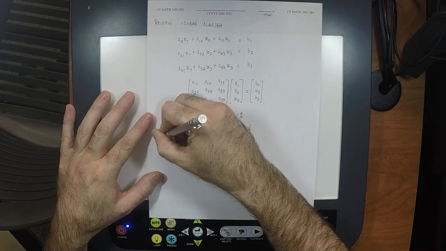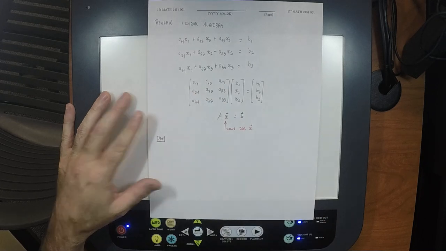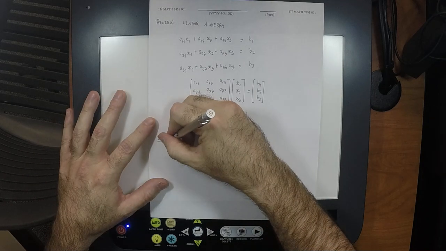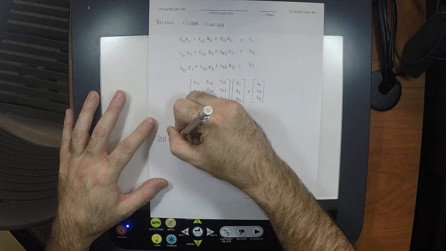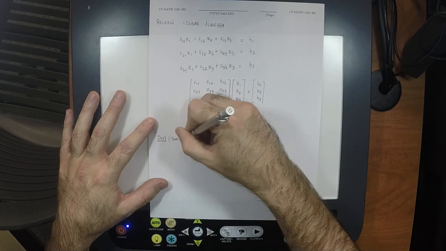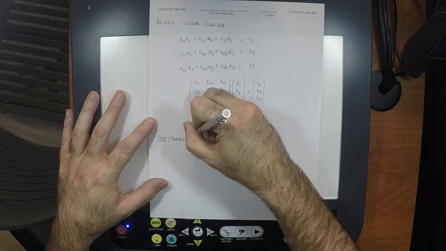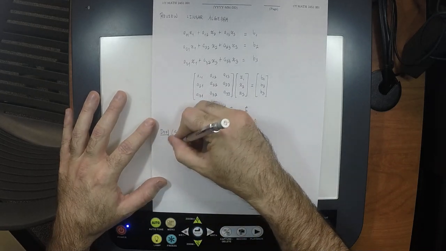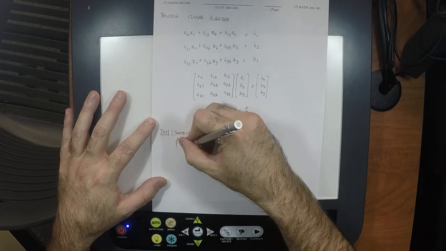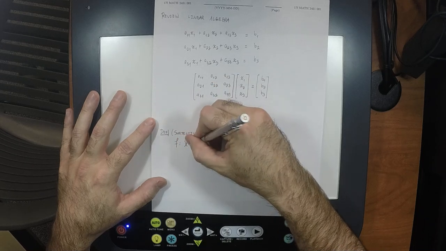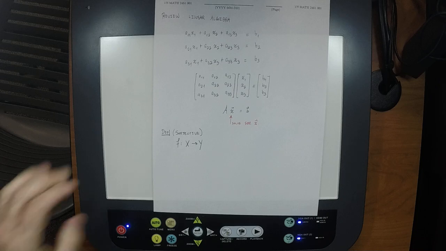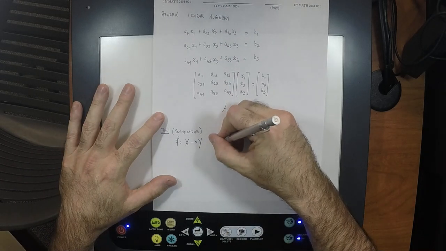Definition. So, this is the definition of surjective. Surjective. A function f from set x to set y is called surjective when.